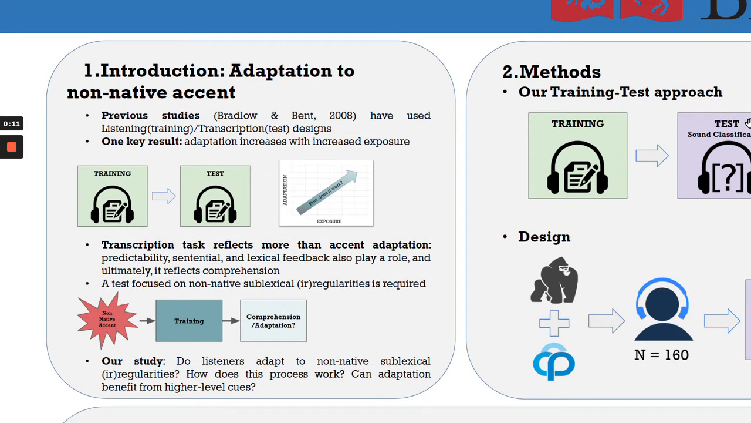This experiment studies non-native accent adaptation. Previous studies have explored whether we adapt to non-native accents by using a training and test paradigm with transcription tasks. One key result of these studies is that adaptation increases with exposure. However, transcription tasks can reflect both adaptation and comprehension, which makes it difficult to explore how this process works.